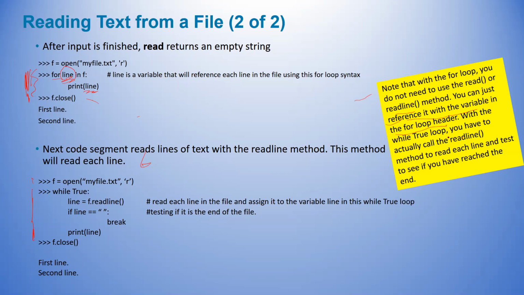With the while True loop, you have to actually call the readline method to read each line and test to see if you have reached the end. So the difference is with this one, you have to actually call this method to read. And you have to test if you have reached the end, because while True is a forever loop, it doesn't end unless you get out. Questions?